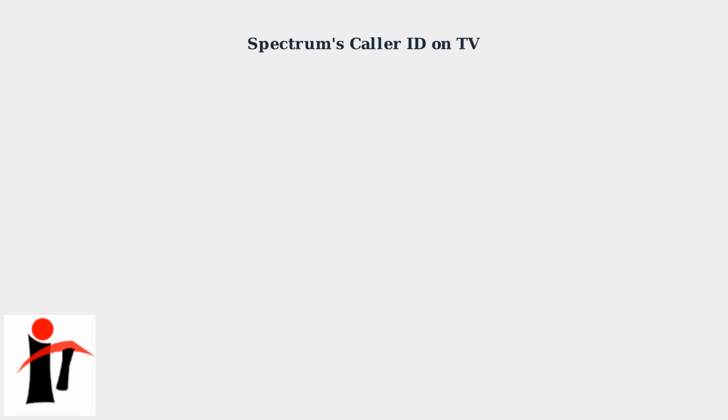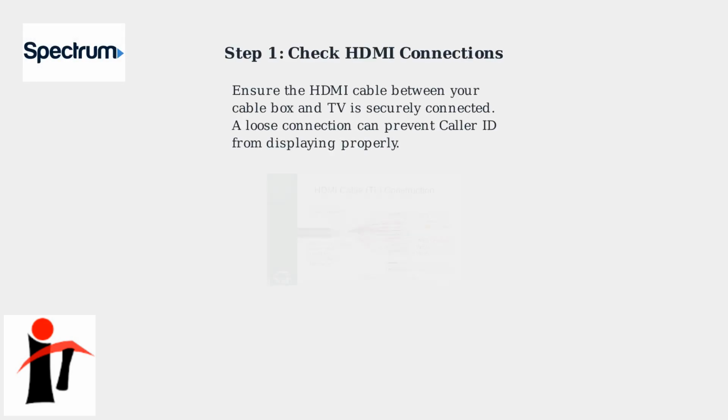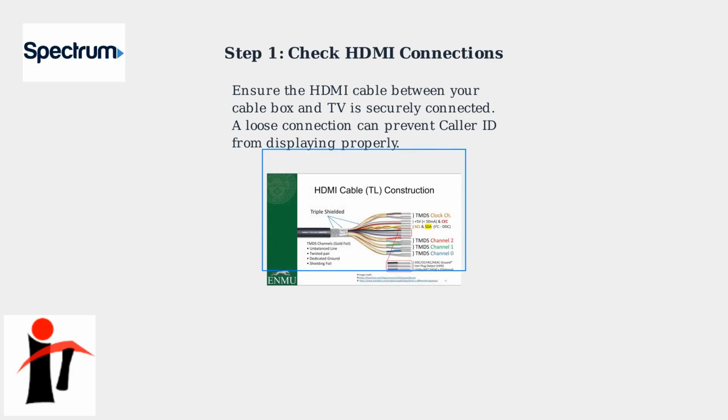A pop-up banner should appear on your TV screen, usually in the bottom right corner, showing the caller's name and number. If caller ID isn't working, first check your HDMI connections between the cable box and your TV. A loose connection can prevent the caller ID from displaying.